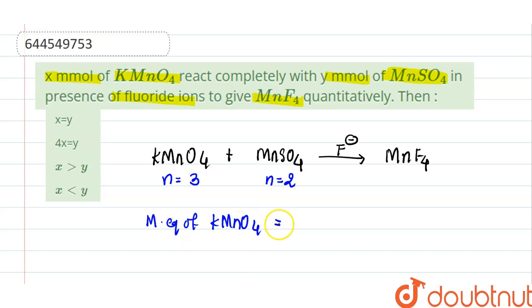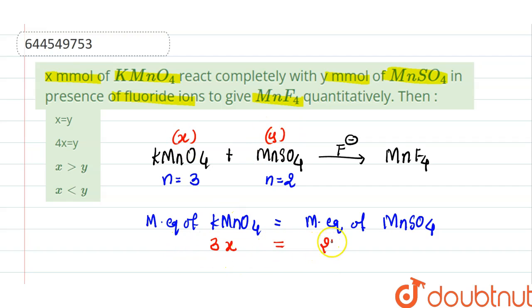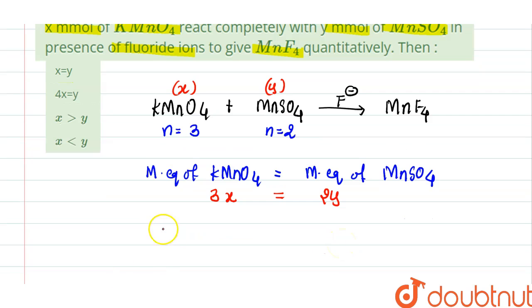KMnO4 is equal to molar equivalence of MnSO4. So for KMnO4, that is 3x, with x millimoles, and MnSO4, that is y millimoles. So 3x is equal to 2y. So from this, y is greater than x.